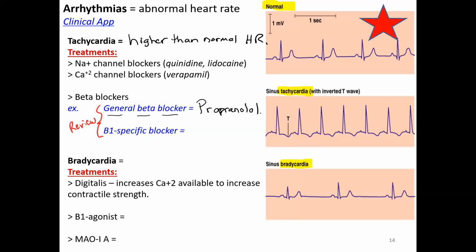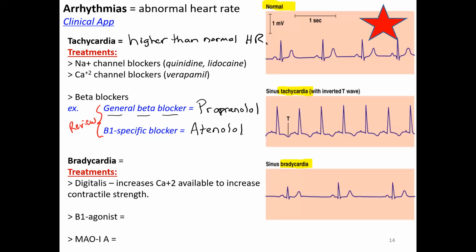If you have someone who has high blood pressure or high heart rate, which could be causing the high blood pressure, you want to give them the beta-1 specific blocker, which is atenolol. All right, because that'll bring the heart rate down. So it fixes the tachycardia. It brings high blood pressure down, but it doesn't cause bronchial constriction. It's good for someone with asthma or any kind of respiratory problem.